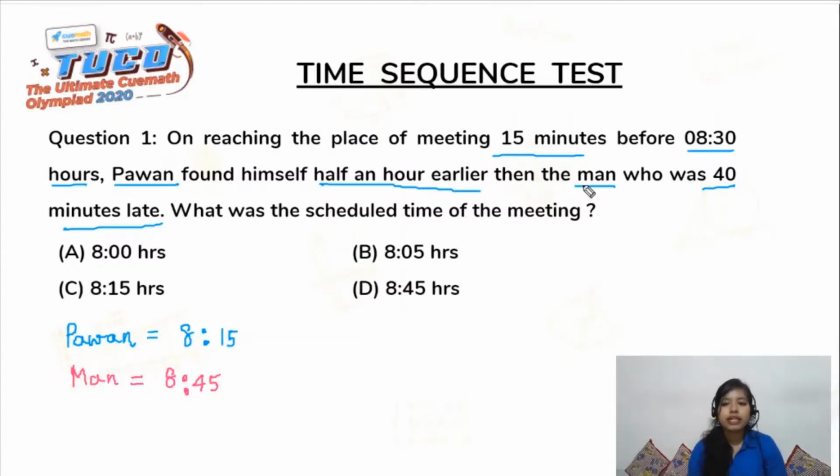Now if you see, the time at which this man reached is basically 40 minutes late to the scheduled meeting time. As in, if he is 40 minutes late, that means if you subtract 40 minutes from 8:45, how much do you get? You get 8:05, right? So the actual scheduled time for the meeting was supposed to be 8:05 hours, but the man reached 40 minutes late, and that's how he reached at 8:45. I hope this was clear to all of you.